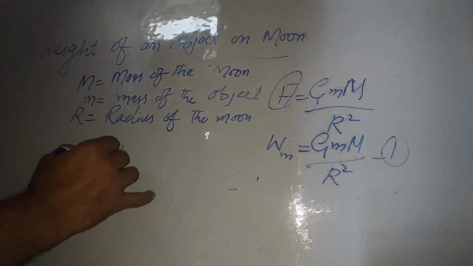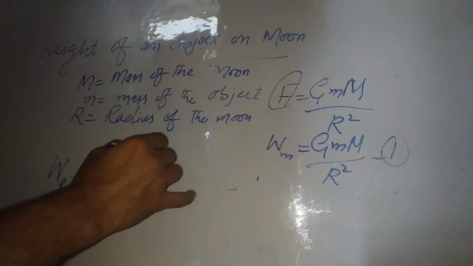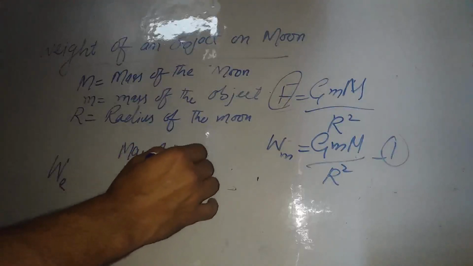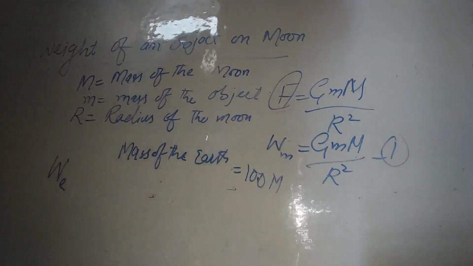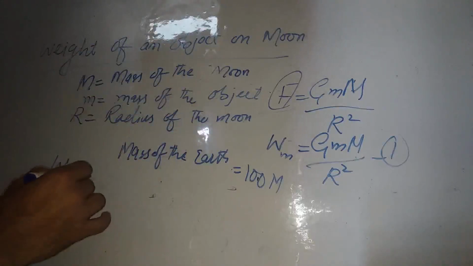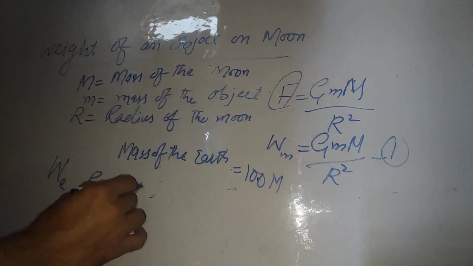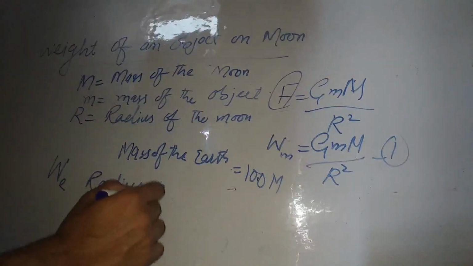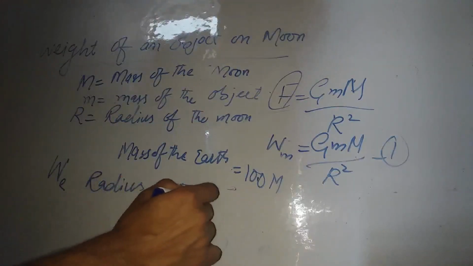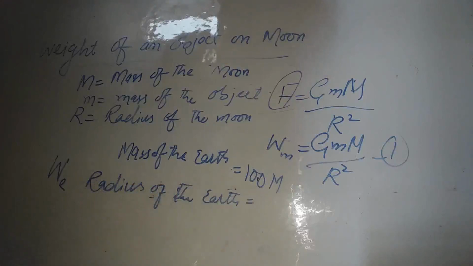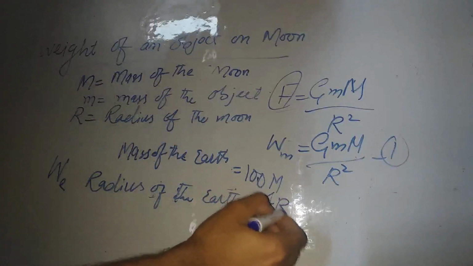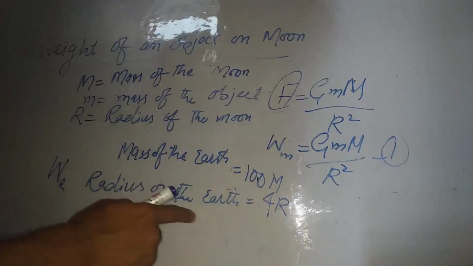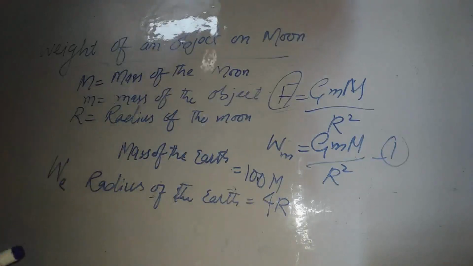So we can write it as mass of the earth is equal to 100 times M. M here is mass of the moon. Okay, and radius भी same नहीं है. Radius of the earth is 4 times r. R here is radius of moon. So radius of earth is 4 times radius of the moon.